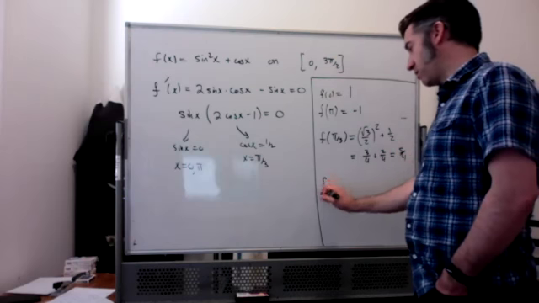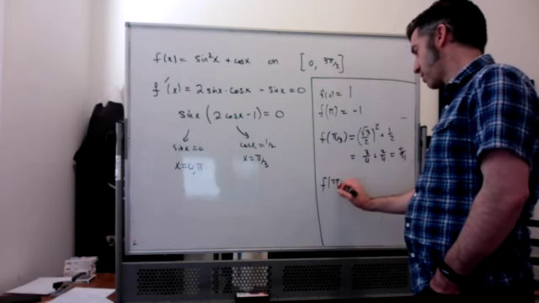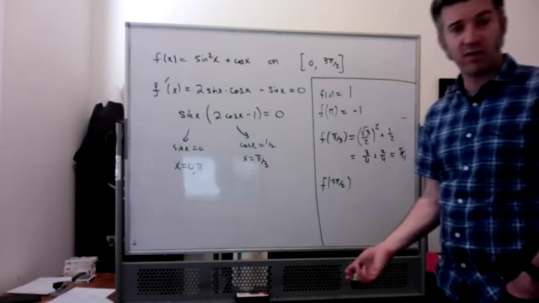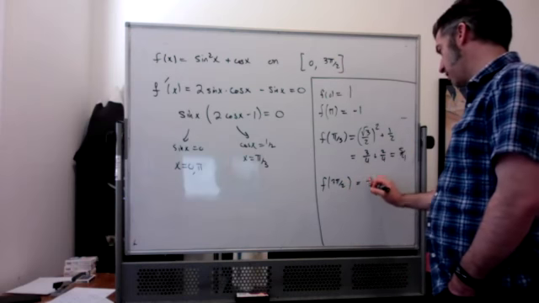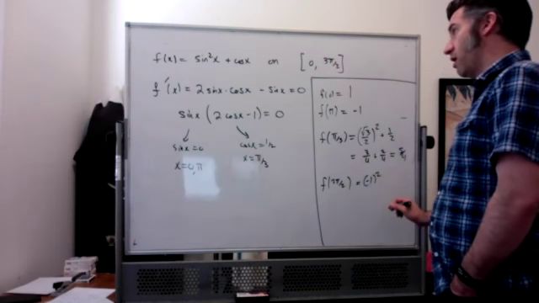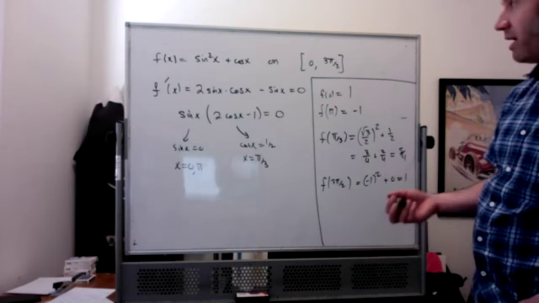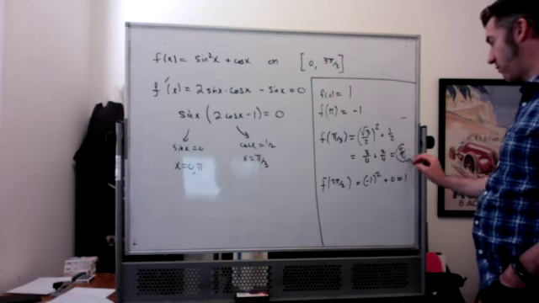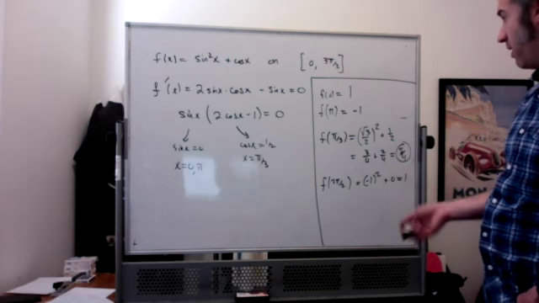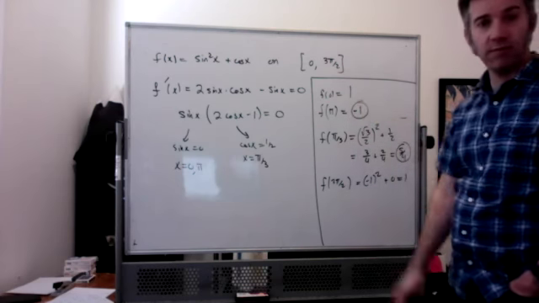And then 3 pi over 2: sine of 3 pi over 2 is negative 1, so that's going to be negative 1 squared. And then cosine of 3 pi over 2 is 0, so that's 1. So the maximum value is 5 over 4. The minimum value is negative 1.